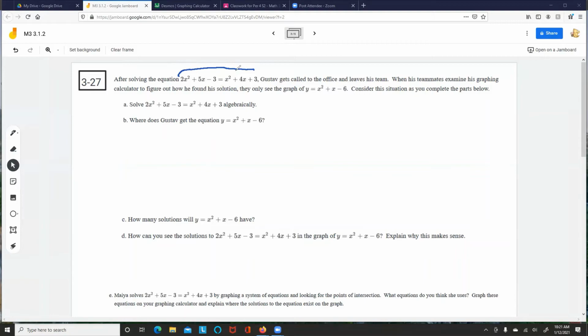So this is our new equation. When his teammates examine his graphing calculator to figure out how he found his solution, they only see this equation, y equals x squared plus x minus 6, which is totally different from this equation. Well, kind of different. Consider this situation as you complete the parts below. Solve this algebraically. And then where did Gustav get this equation from? Okay, so let's write down our original equation A. Says 2x squared plus 5x minus 3 equals x squared plus 4x plus 3. We want to solve for x. What do we do first?